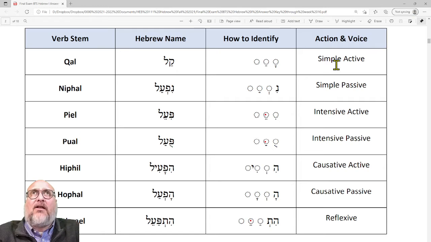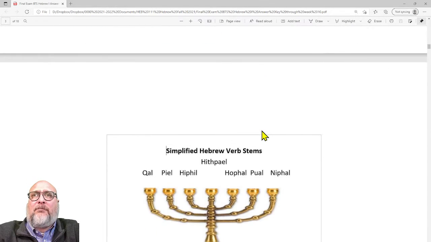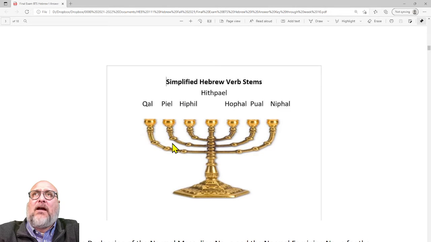I may click on this and show you the empty version. You'll have access to it in the Dropbox, and you should be able to find it easily. I'll do the same thing here, but I'll block out these names, so you'll need to be able to write Qal, Piel, Hifil, Hithpael, Hophal, Pual, Niphal.